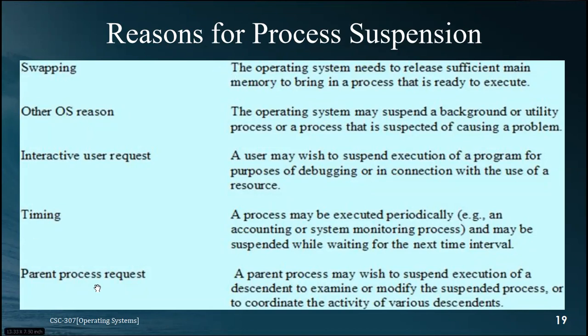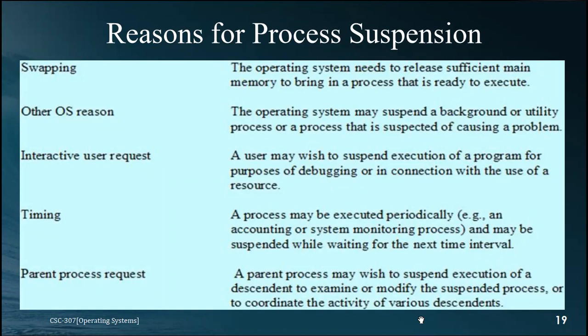Then we have the parent process. A parent process may wish to suspend the execution of a descendant to examine or to modify the suspended process, or to coordinate the activity. So the basic termination request. Okay, so we can just terminate or suspend a process. So these are the main reasons a process can be suspended.